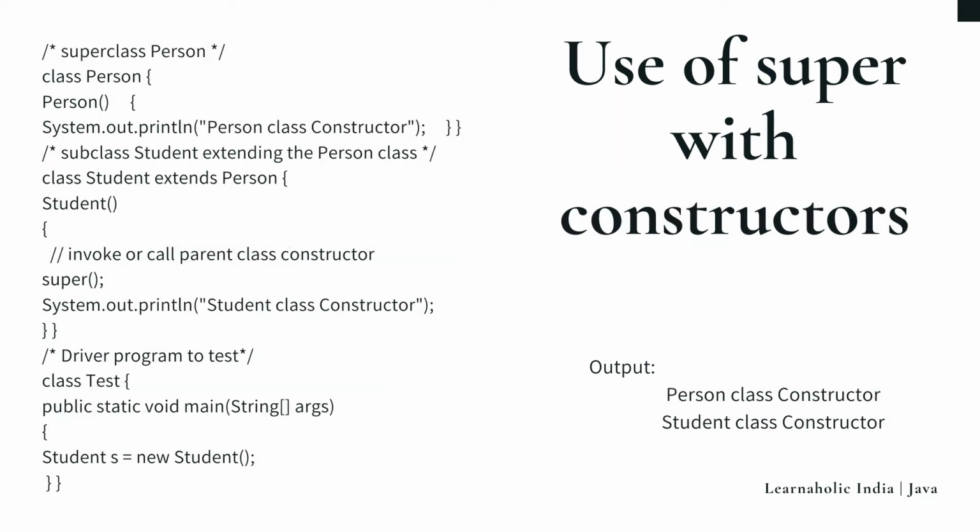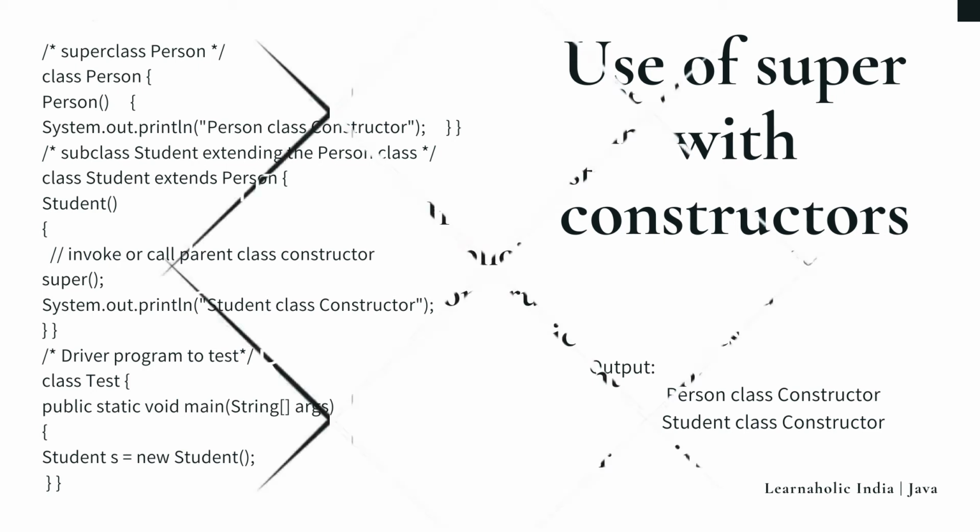Third is use of super with constructors. Super keyword can also be used to access the parent class constructor. One more important thing is that super can call both parametric as well as non-parametric constructors depending upon the situation. Following is the code snippet to explain the above concept. In the above example, we have called the superclass constructor using keyword super via subclass constructor.